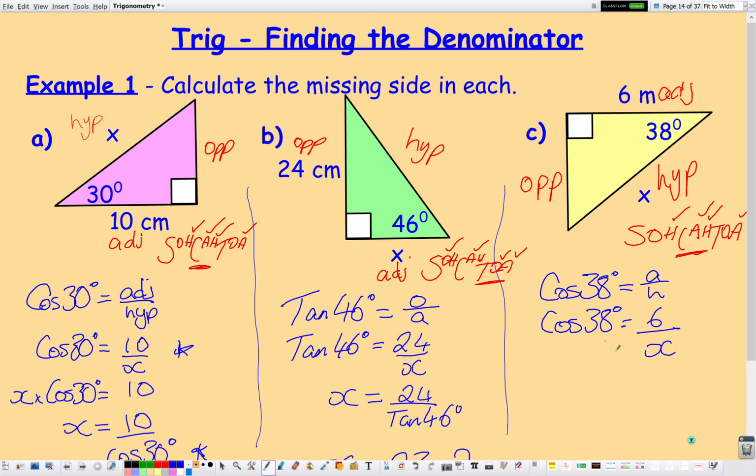Now we can use that little trick again, that we can just swap these two things about to get the x up the top left. So it's 6 divided by the cosine of 38. So put that in and then you'll get your answer, 7.6 meters to 1 decimal place. So very similar to what we've done already. It's just when we get to this stage, all we have to do is swap these two things around and then use that to get your answer.